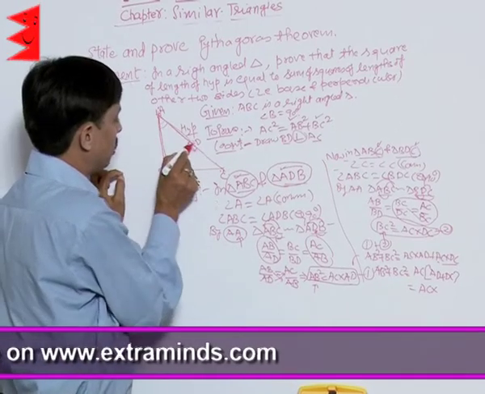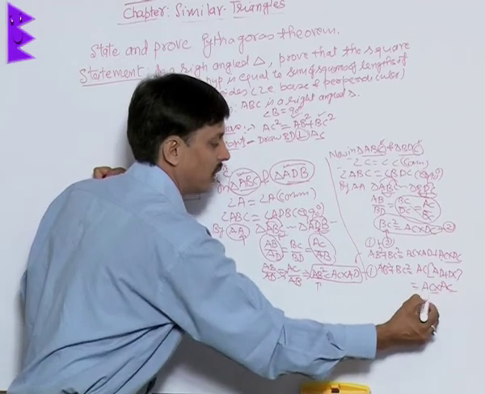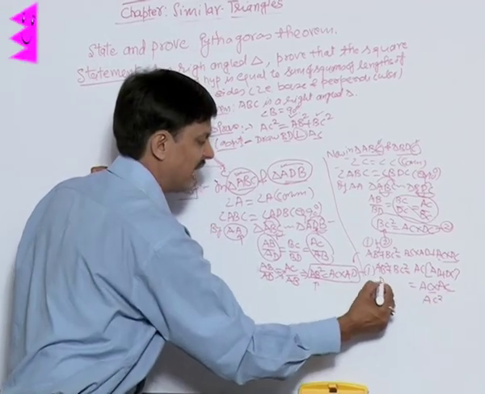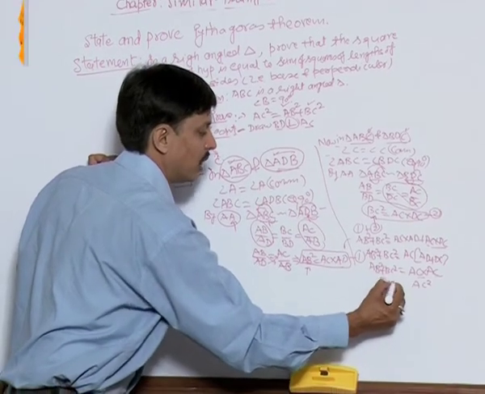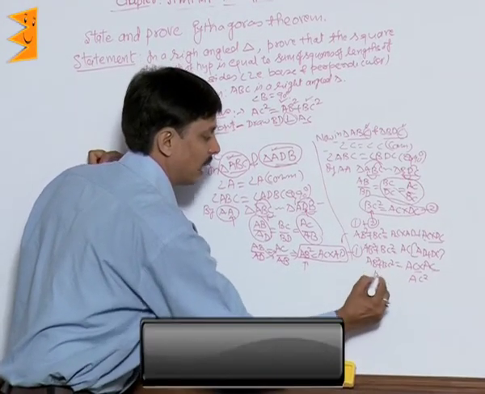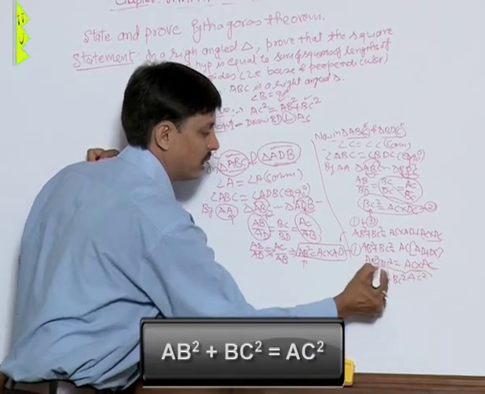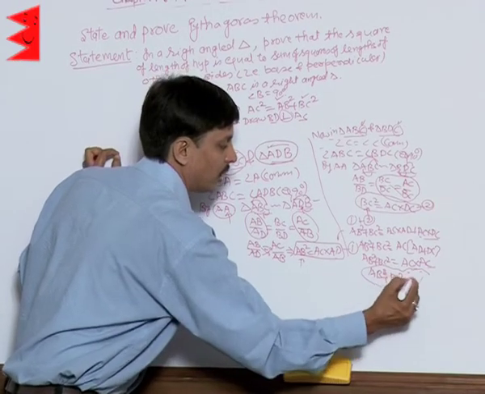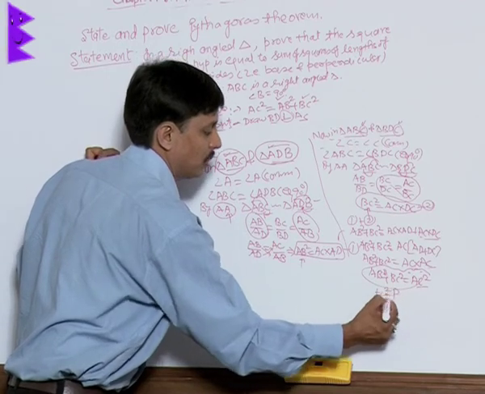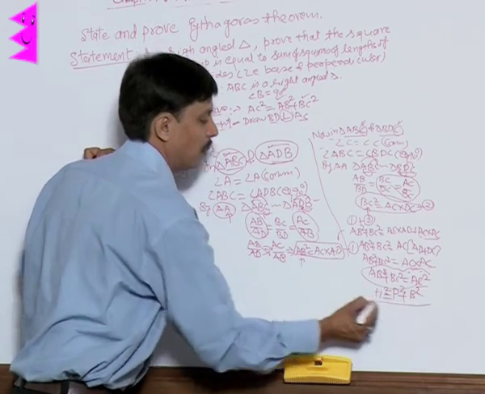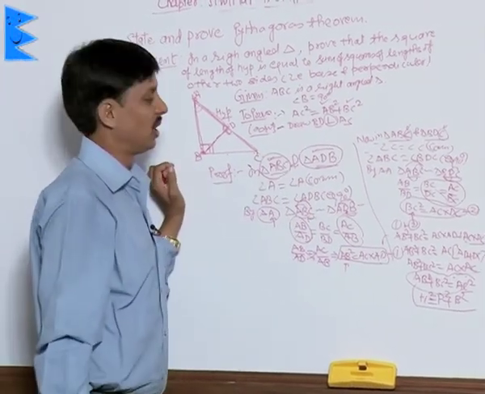This is AD, this is DC. Their sum is again what? AC. So what can we say? AC into AC, AC square. And on this side we are not changing. It is AB square plus BC square. Hence we can conclude that AB square plus BC square is AC square, or in another way we can say the square of the hypotenuse is the same as the perpendicular squared plus the base squared. This is what is required by the Pythagoras theorem.